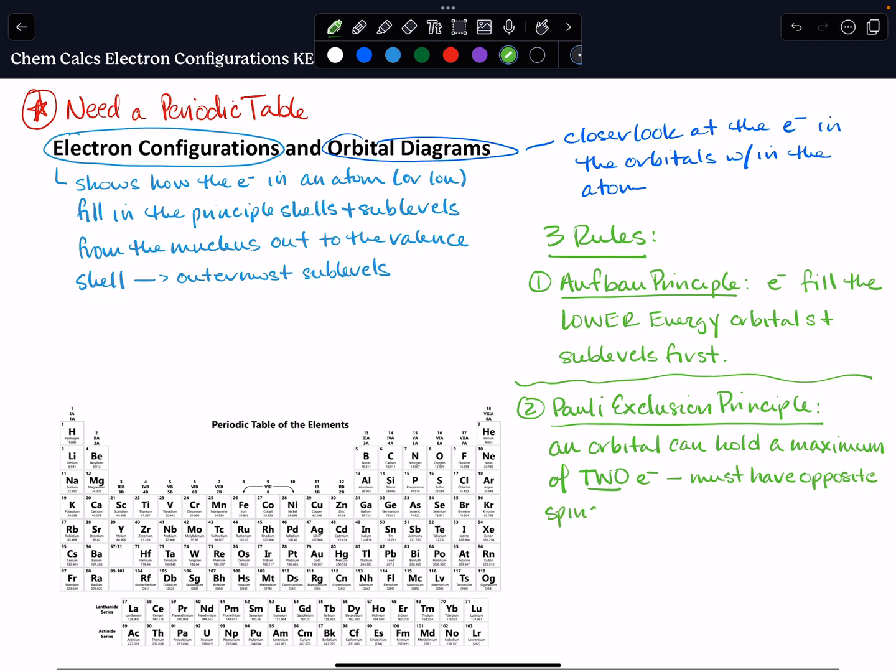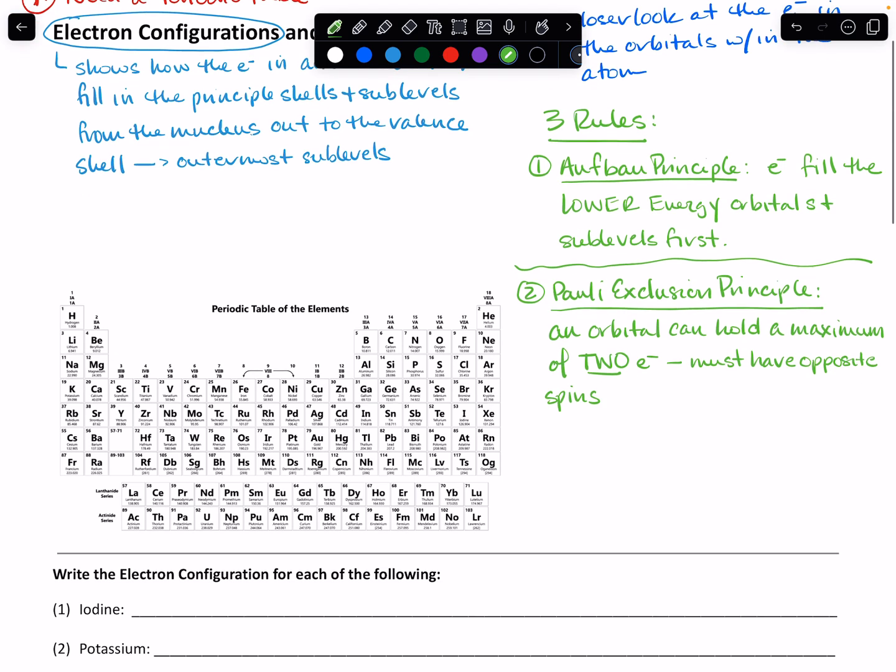opposite spins. The reason for this, if you think about electrons, is that they're negatively charged. So if you have 2 in proximity to each other, they should repel one another, because like charges repel. The way we get around this is the spin. If they're spinning in opposite directions, they're able to coexist within a certain volume of space. If they're spinning in the same direction, however, they will repel one another. So you can have a maximum of 2 in your orbital, but they have to be spinning in different directions.